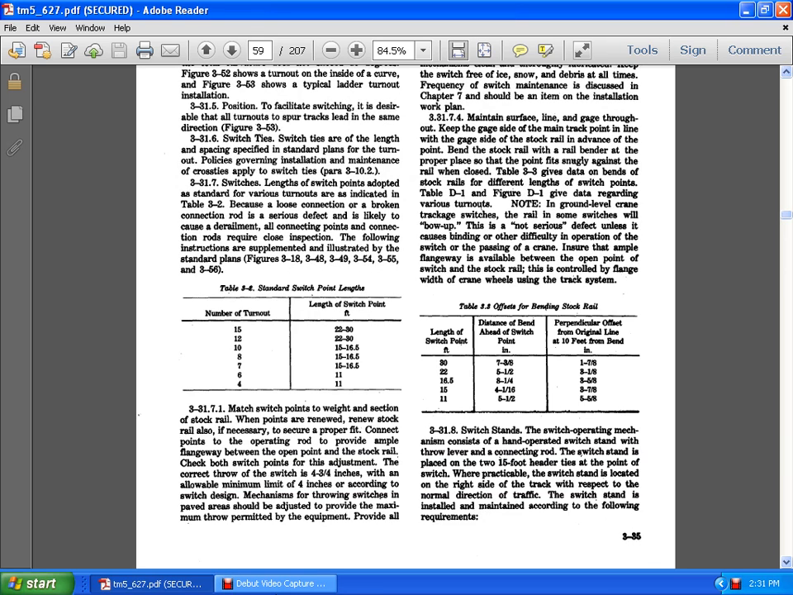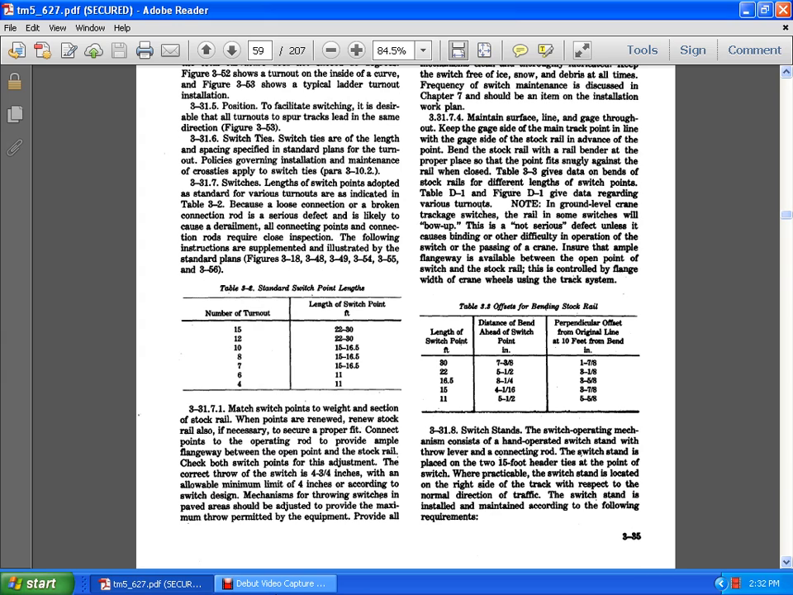3.31.7.1 Major switches: where the weight of the section and stock rail weight points are ruined, renew the stock rail, and if necessary, discover proper connection points of the operating rod to provide an ample flangeway to the open point of the stock rail. Check the switch points, adjustments, and the throw of rack thrower switches of 4 3/4 inches, within the allowable minimum of 4 inches according to the switch designs.